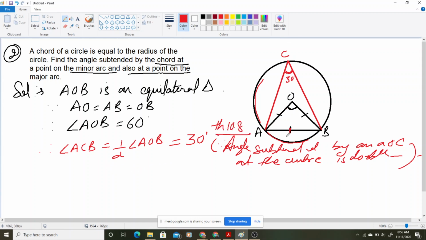Then it is also asking on the minor arc. See this, if this is 30, it is clear. Then it is asking on the minor arc. Minor arc means, sir, we should add angle ABC plus ADB, sir. This one, this angle will be how much?